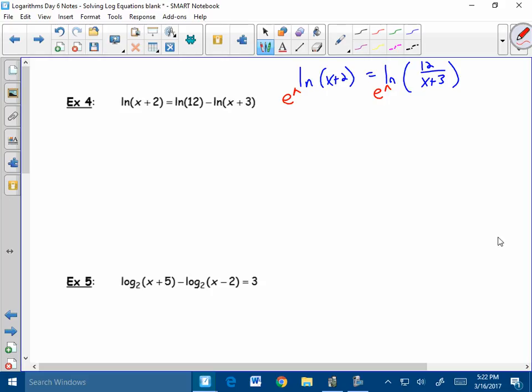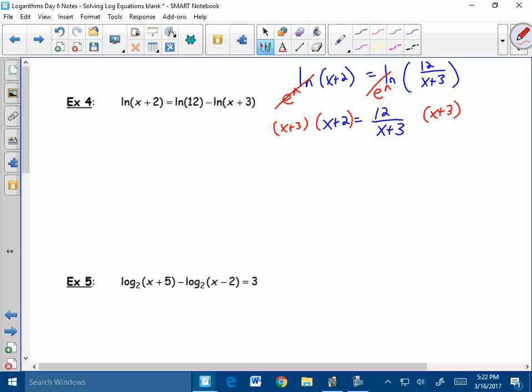So I'm going to exponentiate both sides using an e, but then e to the ln is going to cross out. So I'll just have x plus 2, and then e to the ln is going to cross out over here, which leaves me with 12 over x plus 3. And so the log part of this is done, and now it's just basic algebra. If I want to solve this equation, you can put this over 1 and cross multiply, or multiply both sides by the denominator. We're pretty good at that.